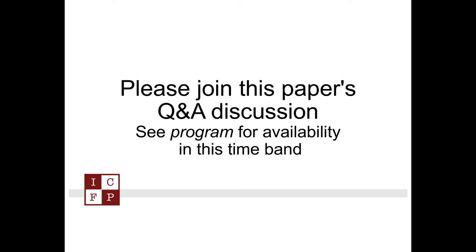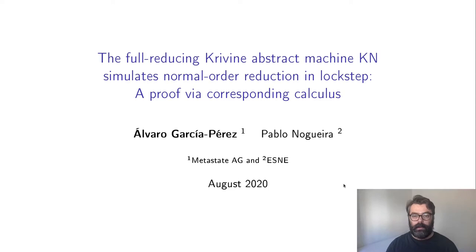The next talk is a presentation of the paper "The Full Reducing Krivine Abstract Machine KN Simulates Pure Normal Order Reduction in Lockstep," which adds to the framework for environment machines developed by Małgorzata Biernacka and Olivier Danvy. The authors of the paper are Álvaro García Pérez and Pablo Nogueira, and Álvaro will be presenting. In this talk, we prove properties of an abstract machine, in particular that the machine defines the same strategy as the normal order strategy of the lambda calculus.